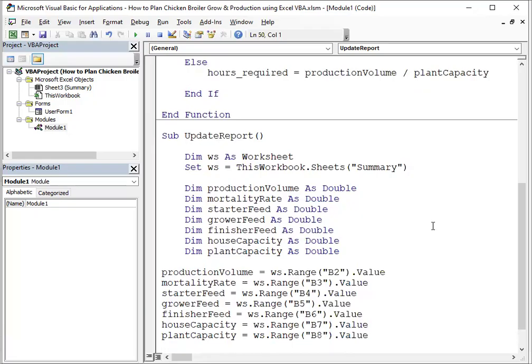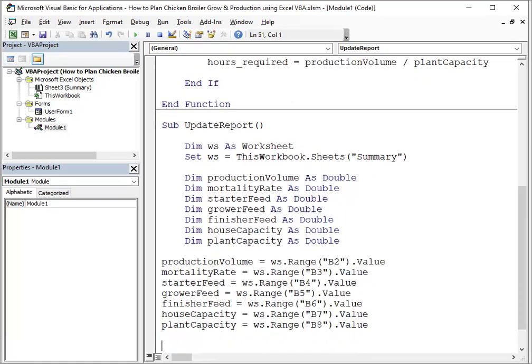No mistake. Production volume, the range B2, B3. The spelling is okay, the range is okay, from B2 to B8. So that would be how we transfer the information or the values. Now I'm going to perform the calculations. This is also the same as the user form. So I'm going to do the total DOC, the day-old chicks, equal to production volume divided by parenthesis 1 minus mortality rate. Then close it.